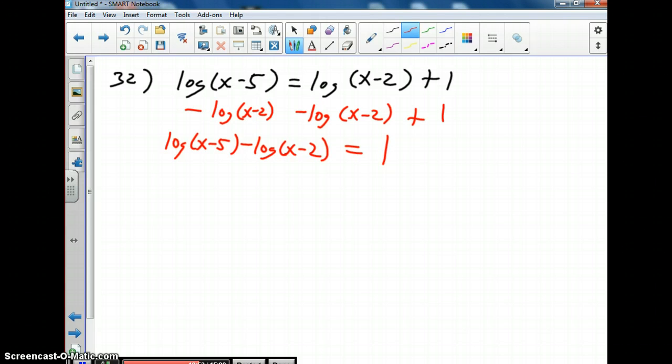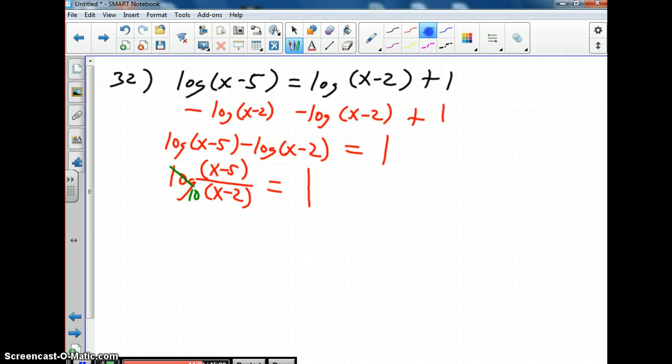Okay, now can we combine the logs together? Yes. Okay, so subtraction means division. So now we're going to write down log of (x minus 5) over (x minus 2), and that equals the number 1. Now is it in logarithmic form? Yes. So what's the base of this log? 10, right.